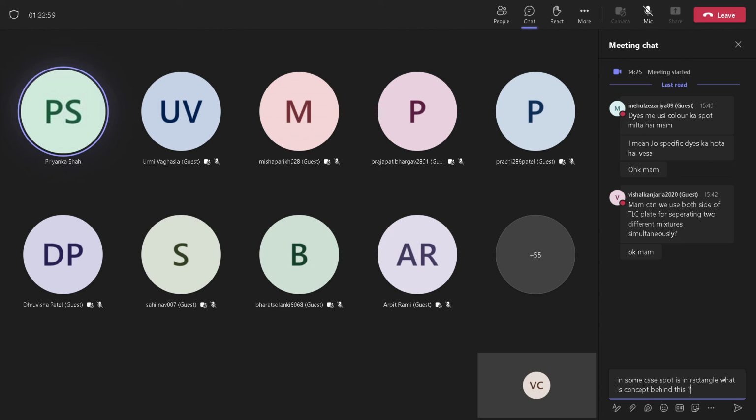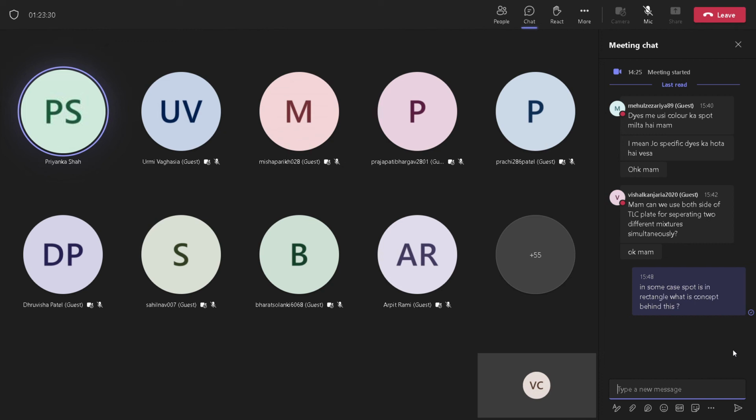But suppose in your mixture there are two or three things, and you are sure there is caffeine, and other than caffeine two three compounds are present. If you want to particularly identify caffeine in your mixture, you can use caffeine as a standard, okay.